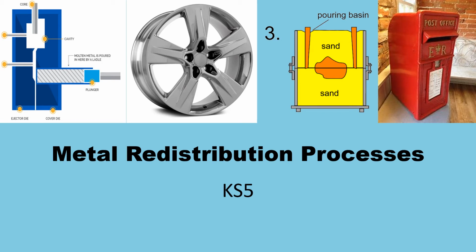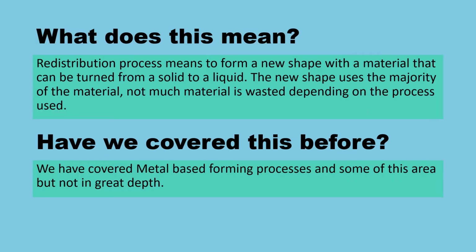Metal redistribution process. Okay, so what does this actually mean? Redistribution process means to form a new shape with a material that can be turned from a solid to a liquid. The new shape uses the majority of the material. Not much material is wasted depending on the process that is used.